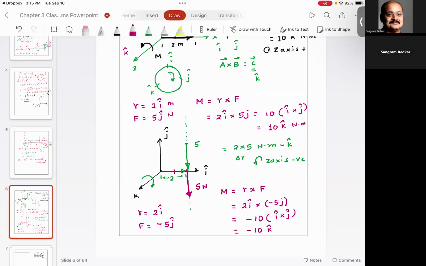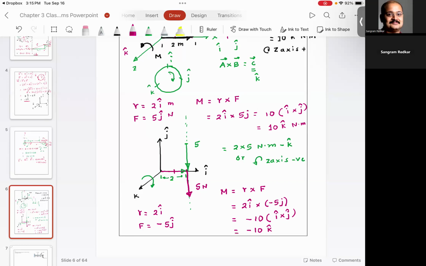Now, in the last few lessons, we talked about the vector representation. You could potentially have force represented in a different vector notation and the radius represented in a different vector notation. But to perform the cross product, both these vectors must be in the same coordinate system or same vector notation.